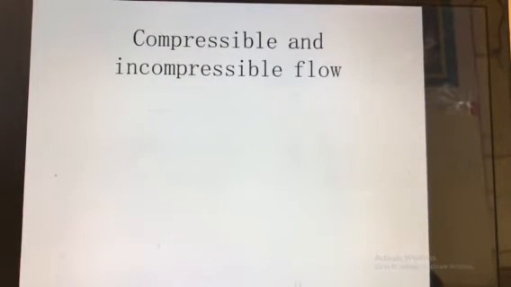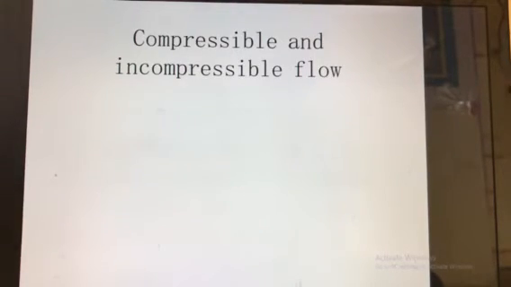Now, in case of incompressible flow, the density must be constant. It is opposite to the compressible flow. So for incompressible flow, density does not change with respect to point. In the first case density changes with respect to point, so density is not constant, but in this case density does not change.